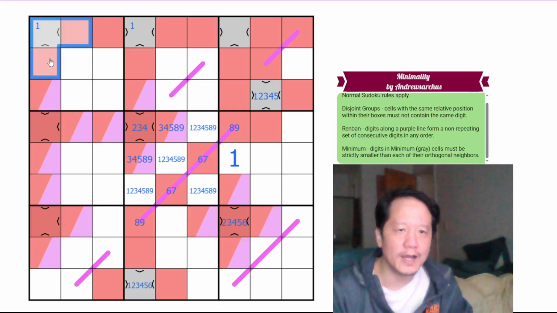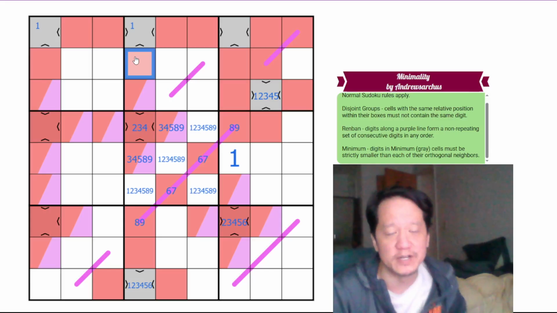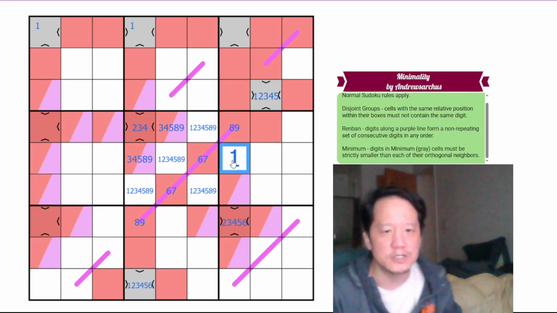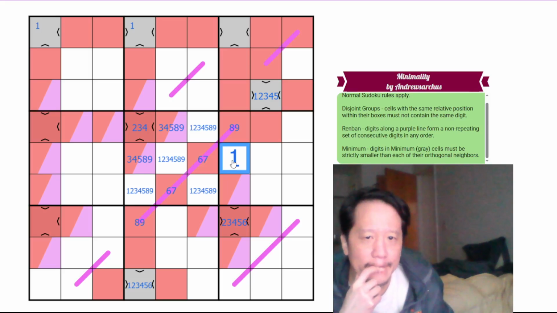Right, because 1 has to be in the left central position. You have to have all the digits from 1 through 9 by disjoint sets rules. None of these can be 1 because they all have to be greater than a minimum here, right? This is greater than a minimum. So we're guaranteed this is 1. Interesting.